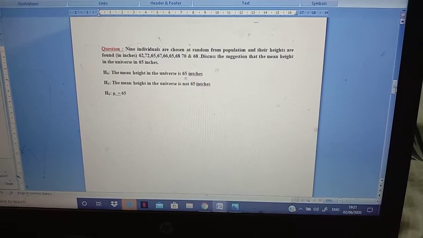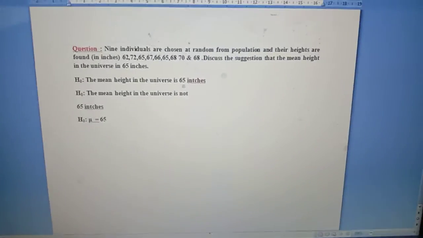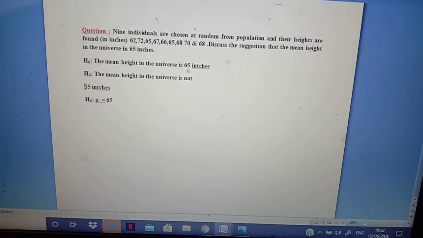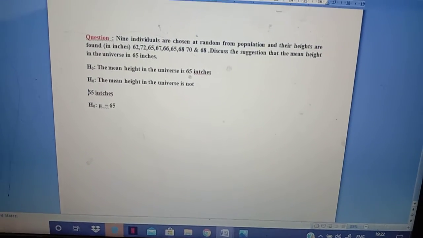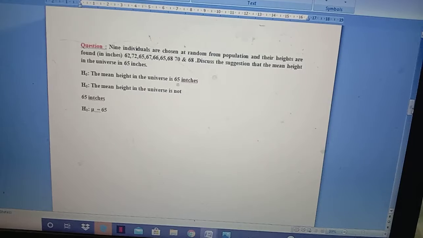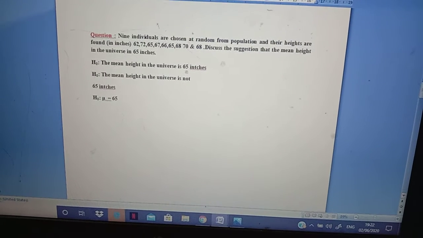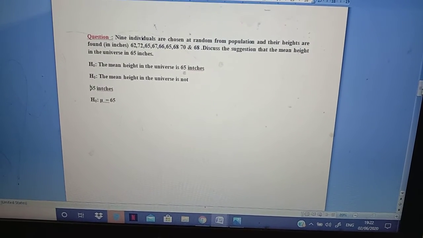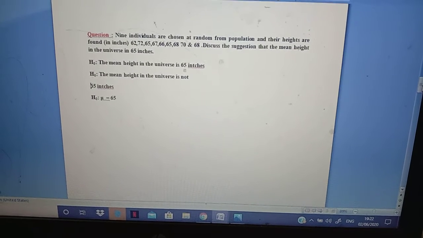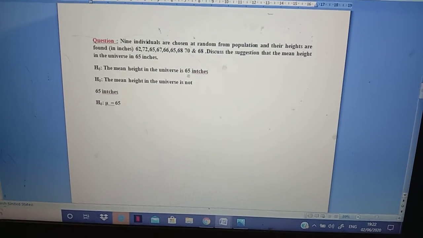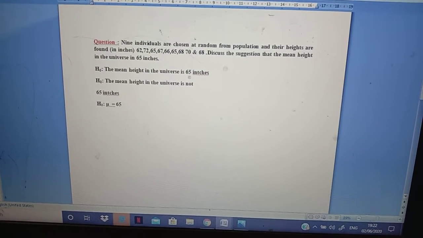Now, how do we formulate the hypothesis? As we know, for formulating the hypothesis we need to generate a statement. The statement can be either two-tailed or one-tailed. Here they have generated the statement in a two-tailed scenario: the mean height in the universe is 65 inches. As you know, for the null hypothesis we have to judge the situation in an unbiased way.